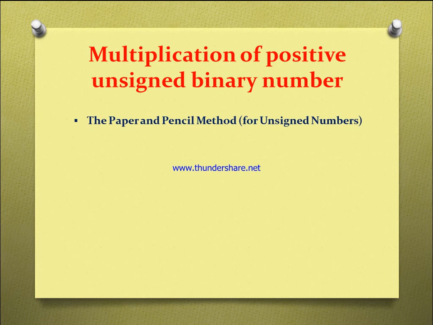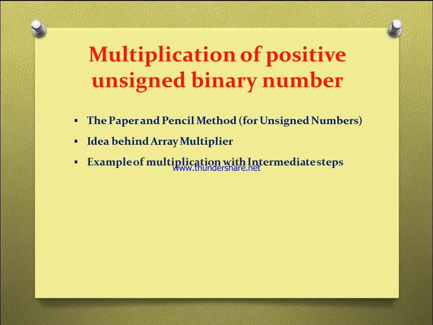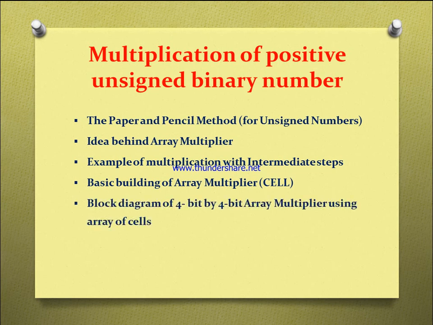First of all, the pen and pencil method for multiplication of unsigned binary numbers. Next we will see the idea behind the array multiplier. Next, the example of multiplication with intermediate steps. Next, the basic building block of array multiplier, that means cell. After that, we will see the block diagram of 4-bit by 4-bit array multiplier using array of cells. And the last, we will see the example of array multiplier with circuit diagram.